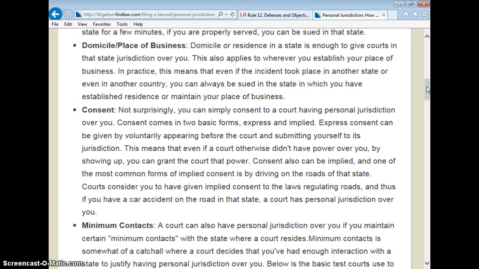Domicile, place of business. Domicile or residence in a state is enough to give courts in that state jurisdiction over you. This also applies to wherever you establish your place of business. In practice, this means that even if the incident took place in another state or even in another country, you can always be sued in the state in which you have established residence or maintain your place of business.